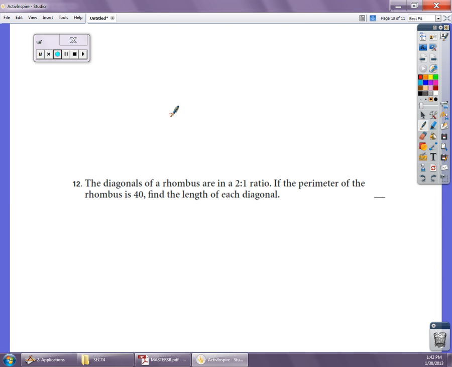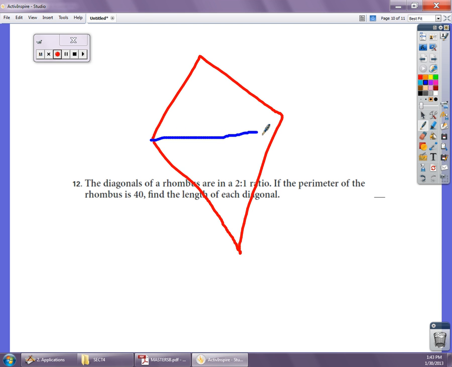Diagonals of a rhombus in a 2-to-1 ratio. So this is kind of what we were talking about before. We know in a rhombus, these, I'm going to put them in blue, are the diagonals. But we know a couple things about them because you learned them in the last unit. We know there's a right angle here. We also know that in any parallelogram, these diagonals are bisected. So this and this part are equal, this and this part are equal.